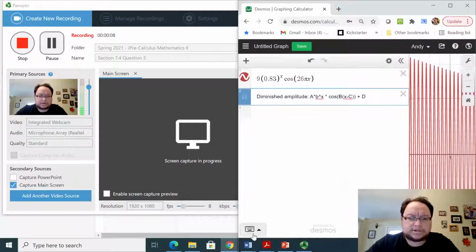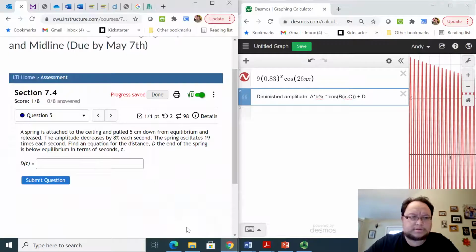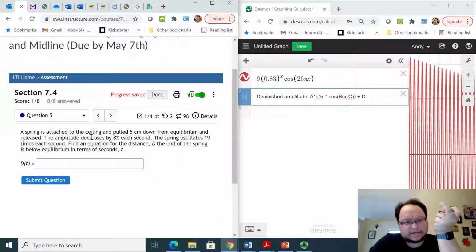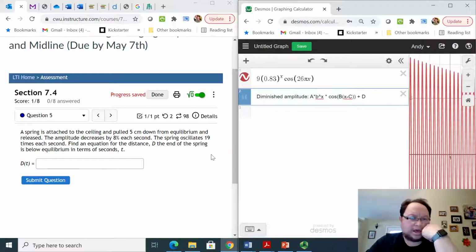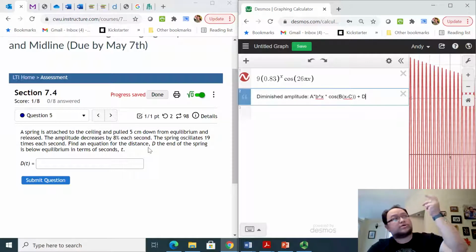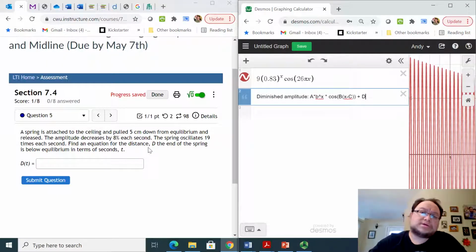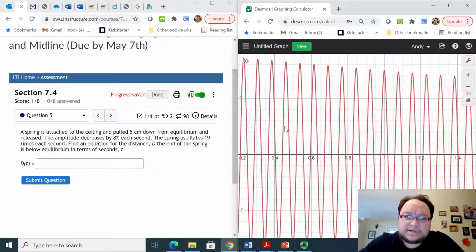Hello. So I want to go over this question with you on a spring that's attached to a ceiling and then it's pulled down a certain amount, and the amplitude will reduce every time it comes down, right? So its initial energy will be the most and it'll diminish over time. So what we want is for our maximum, right? So here's an example of what it would look like.